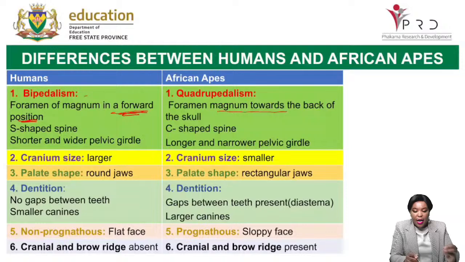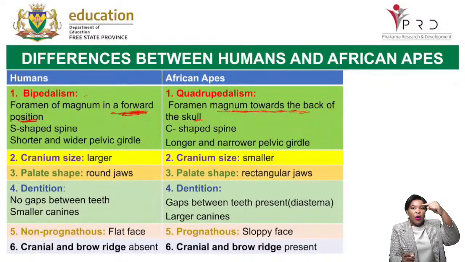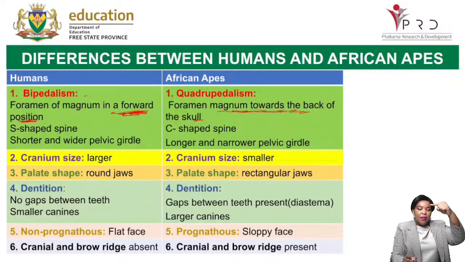So that is why we use the word forward position, whereas the one with African apes was at the back of the skull. Why? Because the attachment of the vertebral column or the axis and the atlas there will allow for quadrupedalism if the foramen magnum is at the back of the skull. And then in the humans, it allows for bipedalism, walking on two legs. And then why? Because the attachment of the vertebral column is going to be in a vertical position. You see? Then the spine, therefore, will be in an S shape.